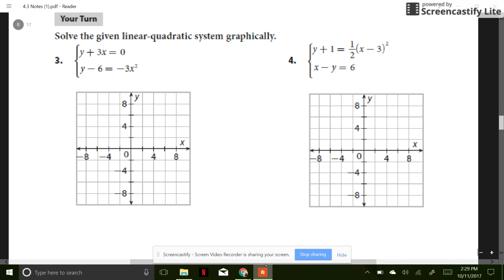So our first step, we always solve for y. So y would equal 6 minus 3x squared here. This would be a parabola with the vertex at (0, 6). I do know that. And since this is negative, it should open down. So we can do a rough sketch. That's a very, very rough sketch.